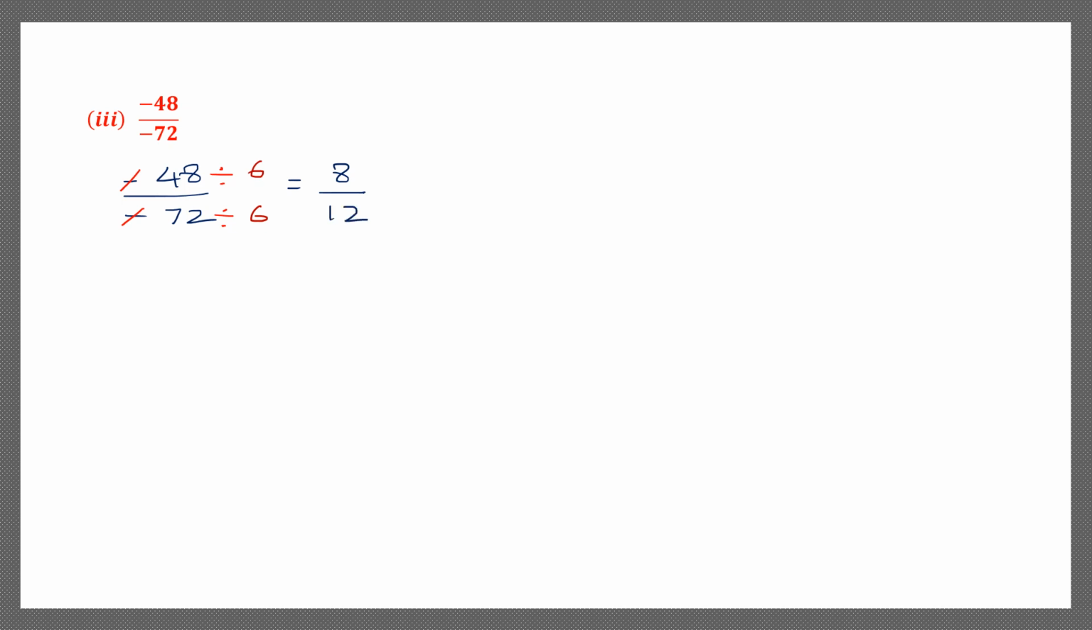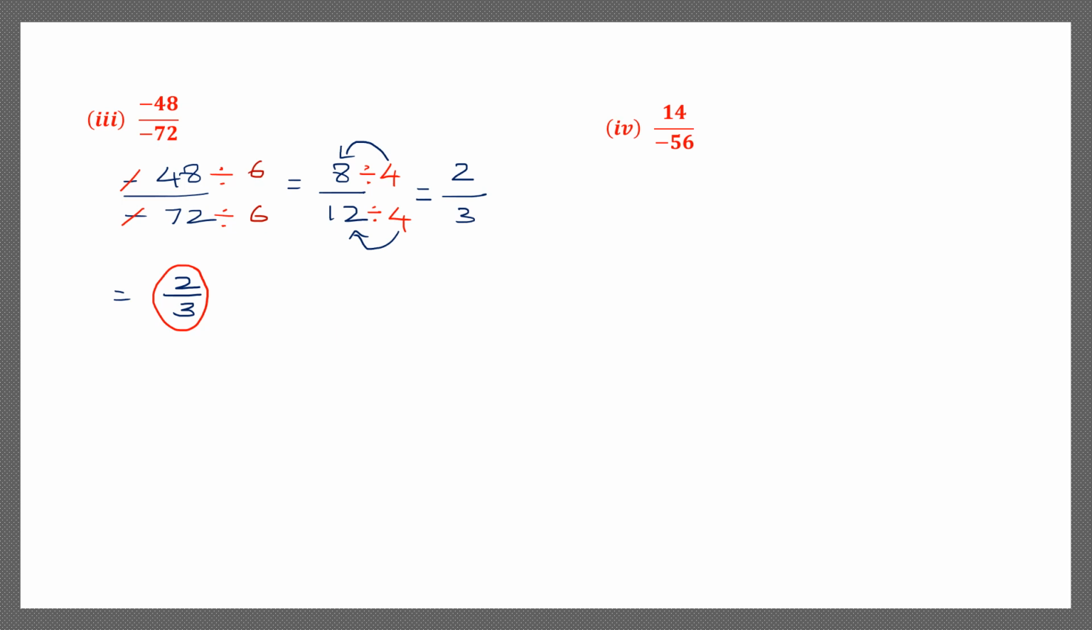Now if you see 8 by 12 can be reduced further, isn't it? Both are divisible by which number? 8 and 12 are both in the tables of 4. It's in the tables of 2 also. Think of a bigger number to try and get your highest common factor. So 8 divided by 4. 4 into what is 8? 4 twos are 8 and 4 into what is 12? 4 threes are 12. So we've got our lowest term 2 by 3. So this is our final answer. 2 by 3 is the lowest term for minus 48 by minus 72.